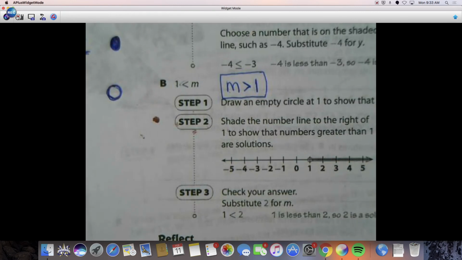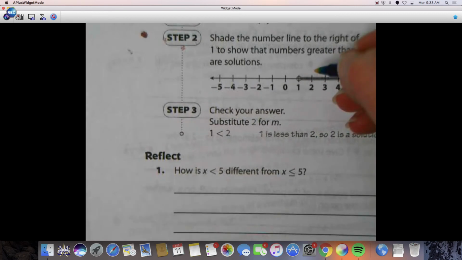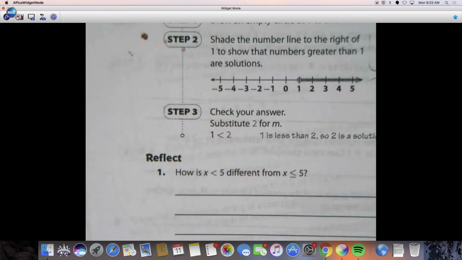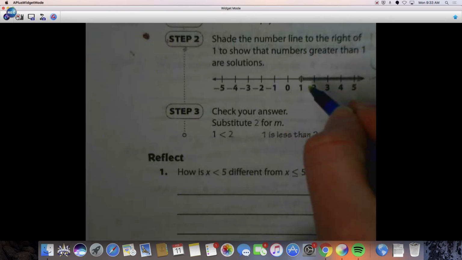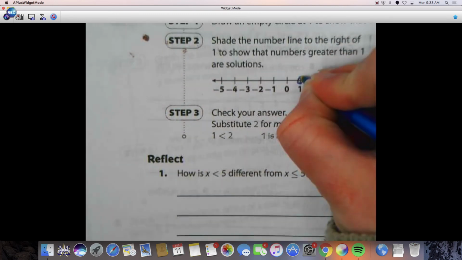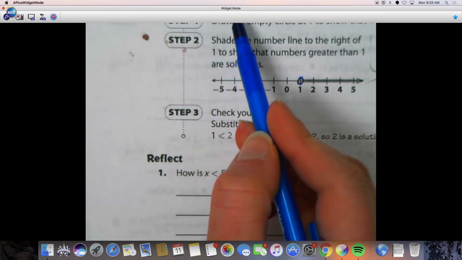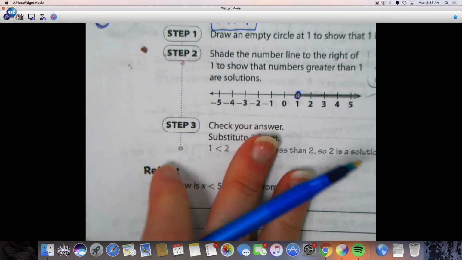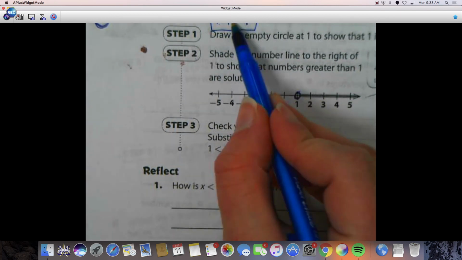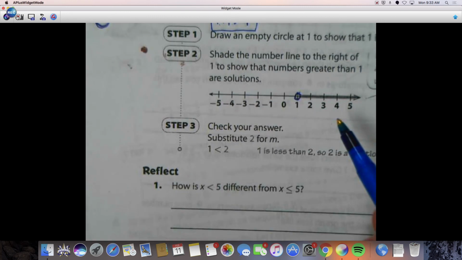Okay? So, now look at how they plotted that one. It's hard to see on mine. Yours is clearer because you have yours in color. But is the circle open or closed? Open. Your circle is open because it's not an or equal to problem. And then our arrow goes to the right. That's how you plot it.